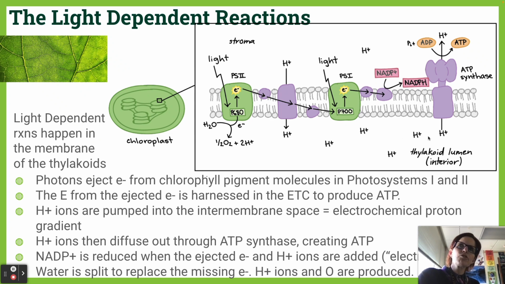And then those hydrogens come back through an enzyme, a thylakoid membrane enzyme called ATP synthase. And as they pass through, the turbine turns. Do you guys remember that it actually rotates? And it brings the ADP and an inorganic phosphate together to make ATP.